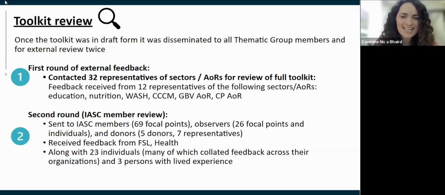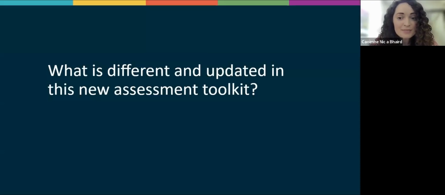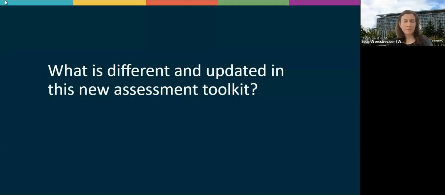Thanks so much, Michelle. Next, we're going to hear from Dr. Inke Weisbecker, who's going to bring us up to speed on what's new in this toolkit and how it differs from previous ones. So Inke is a technical officer at WHO, and she co-chairs the IASC Thematic Group on Mapping and Assessment that Michelle was telling us about, together with Marcio, our next speaker. So over to you, Inke.